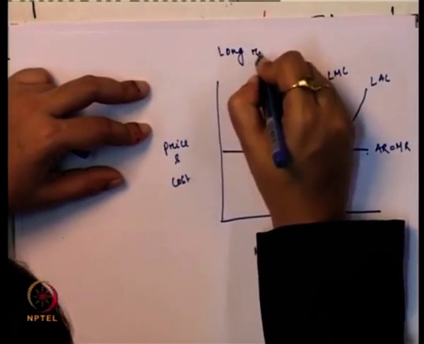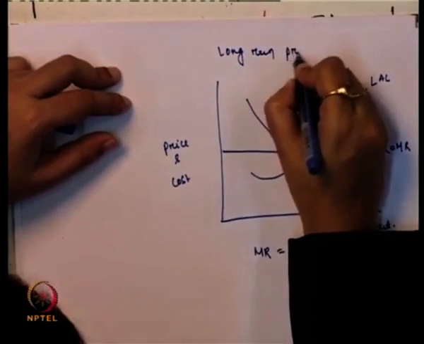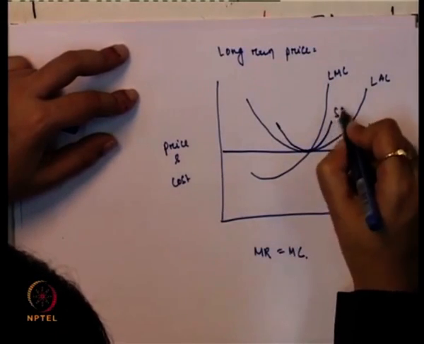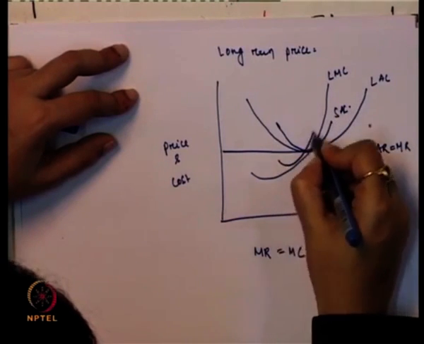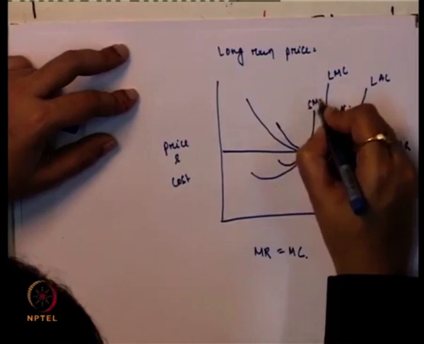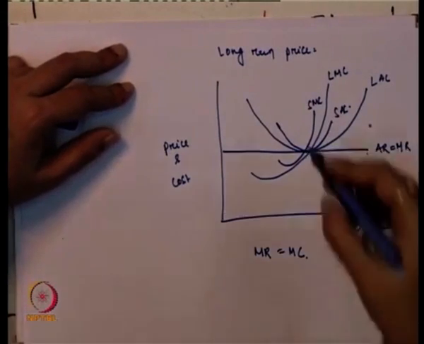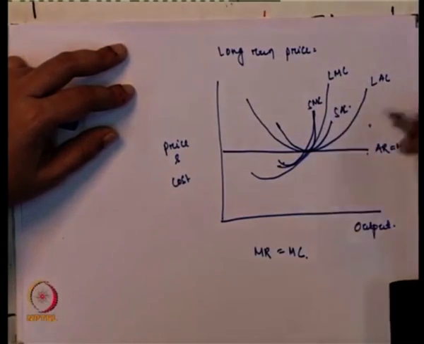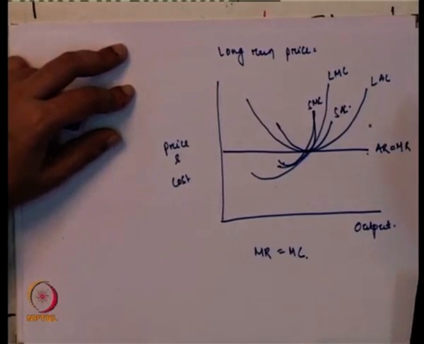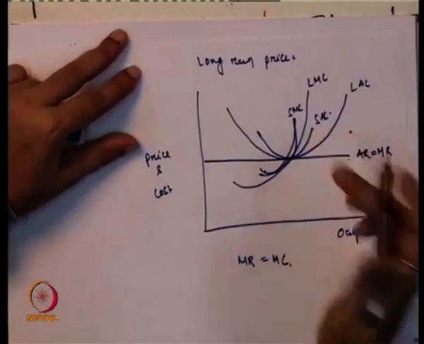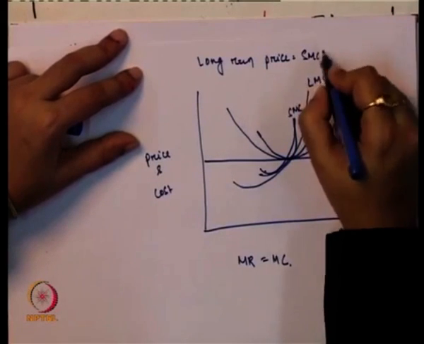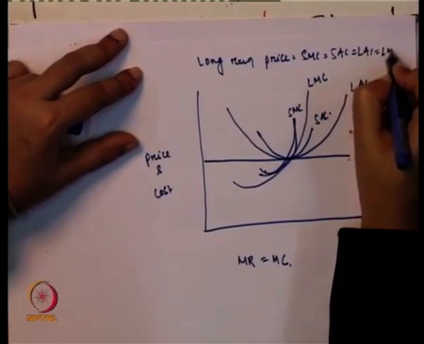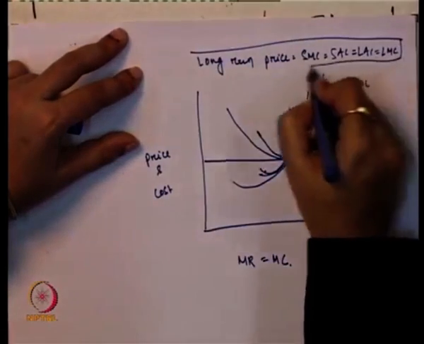The strict condition to follow for long run price is this. Here we can also bring in our short run average cost and short run marginal cost curves. SAC is the short run average cost curve, SMC is the short run marginal cost curve, LMC is the long run marginal cost curve, and LAC is the long run average cost curve. So, the long run price condition is the point where SMC is equal to SAC, which is equal to LAC, which is equal to LMC.